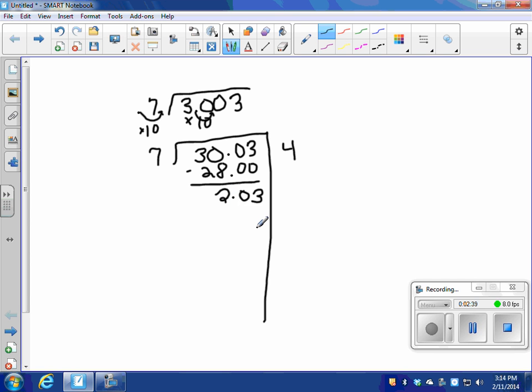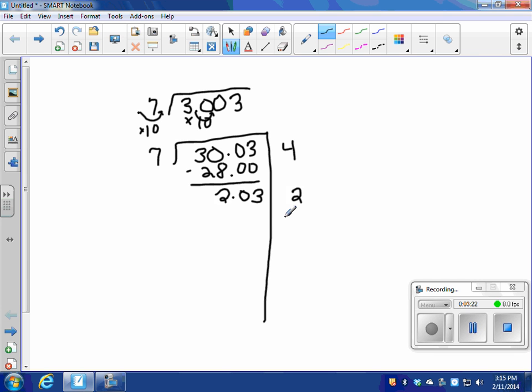Now I have to think to myself, here I have a decimal. I've got 2 3/100. For right now, I'm going to ignore my decimal and just think about how many times 7 could go into 20. I know it would go in 2 times. But if I want my answer to be a decimal answer, what do I need to do? 7 times what? That's something you can think about. What do I need to do to that 2?